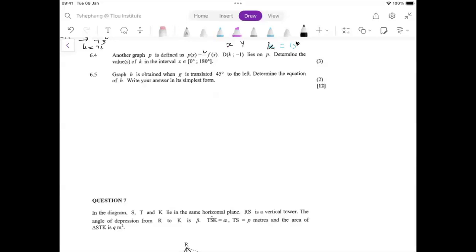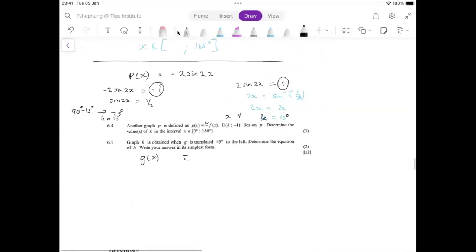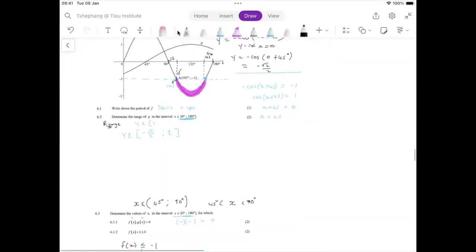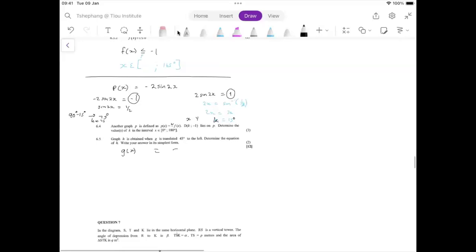Now moving on to 6.5. The graph H is obtained when G is translated 45 degrees to the left. Determine the equation of H. Write your answer in its simplest form. Okay, so let's say G of X is equal to, we know what it is, let me just go back up, minus cos of X plus 45.